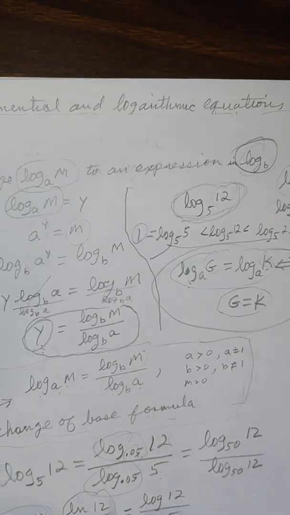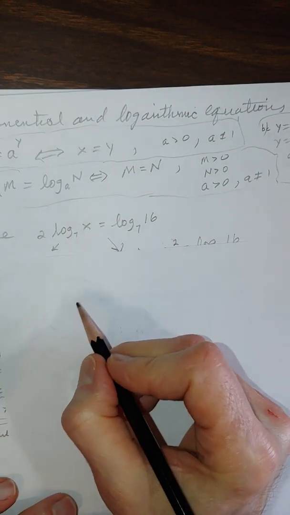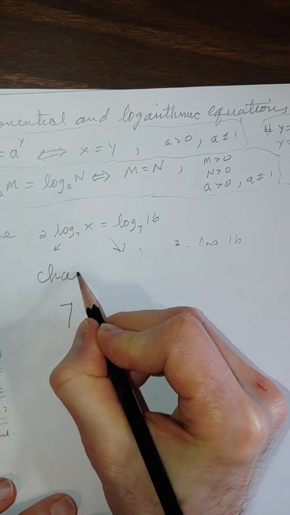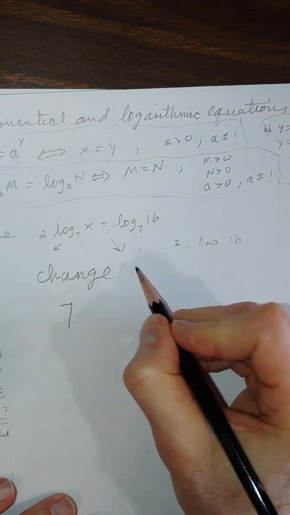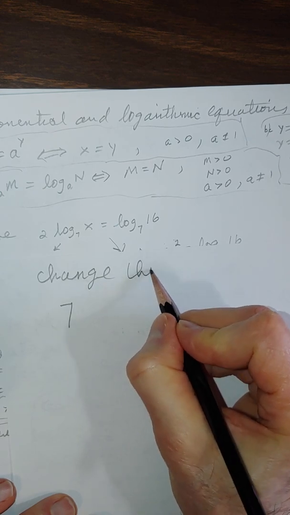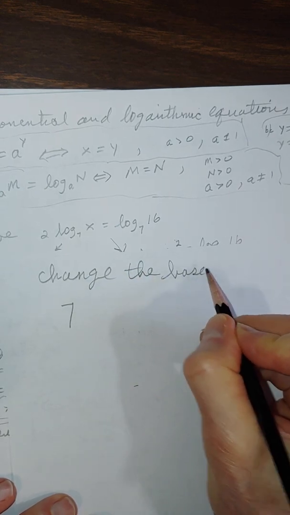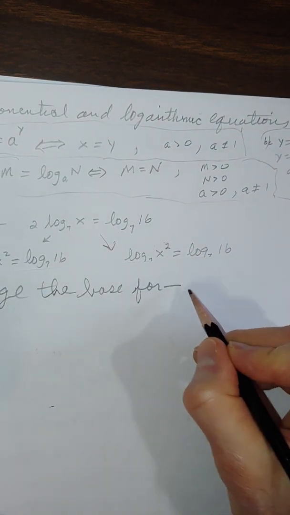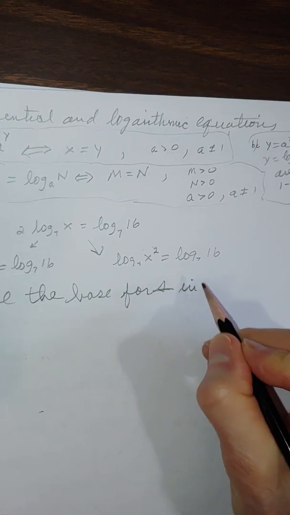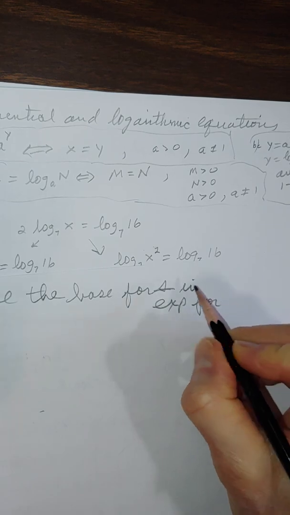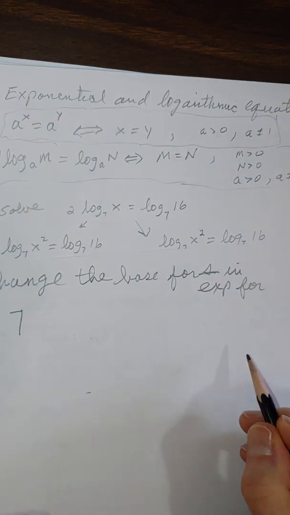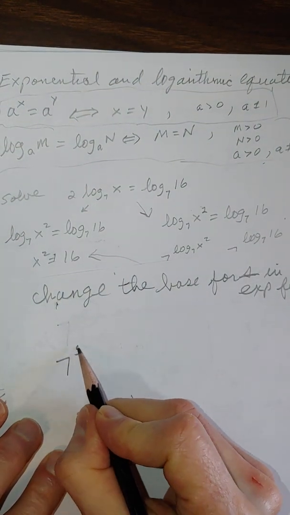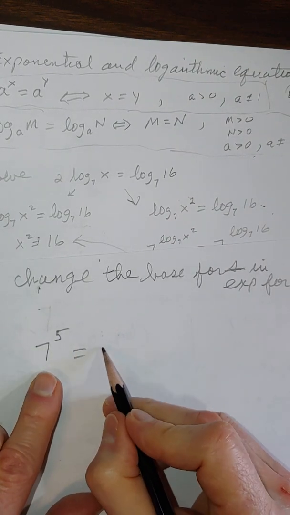By the way, let me even show you this. There's a way of changing the base for an expression in exponential form. Say you had 7 to the 5th power, and I want to write this as 3 to a power.